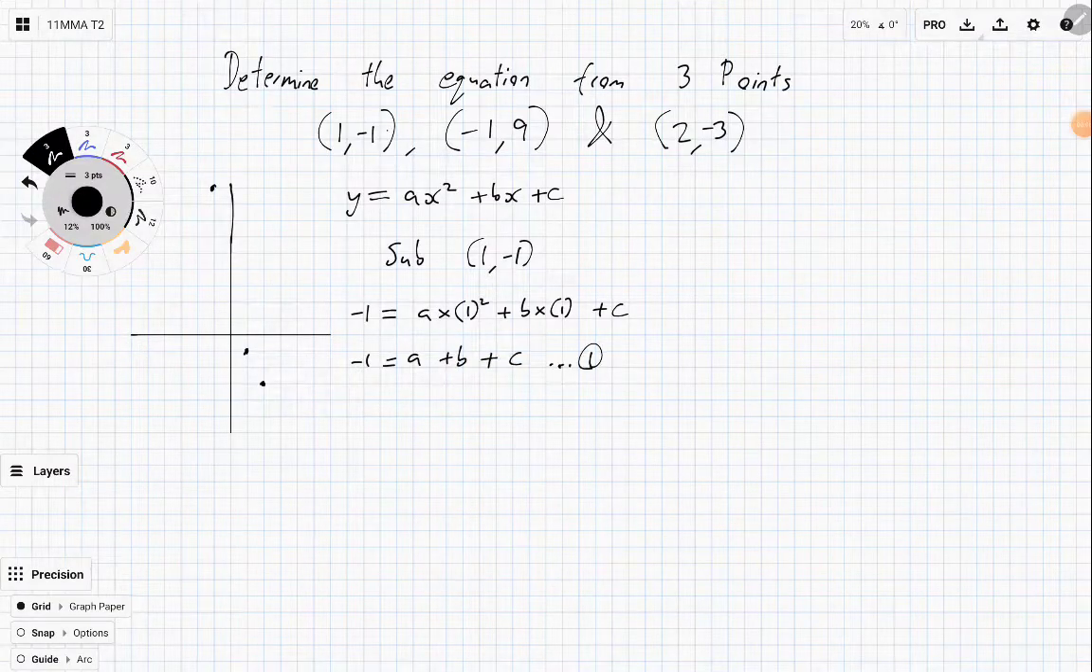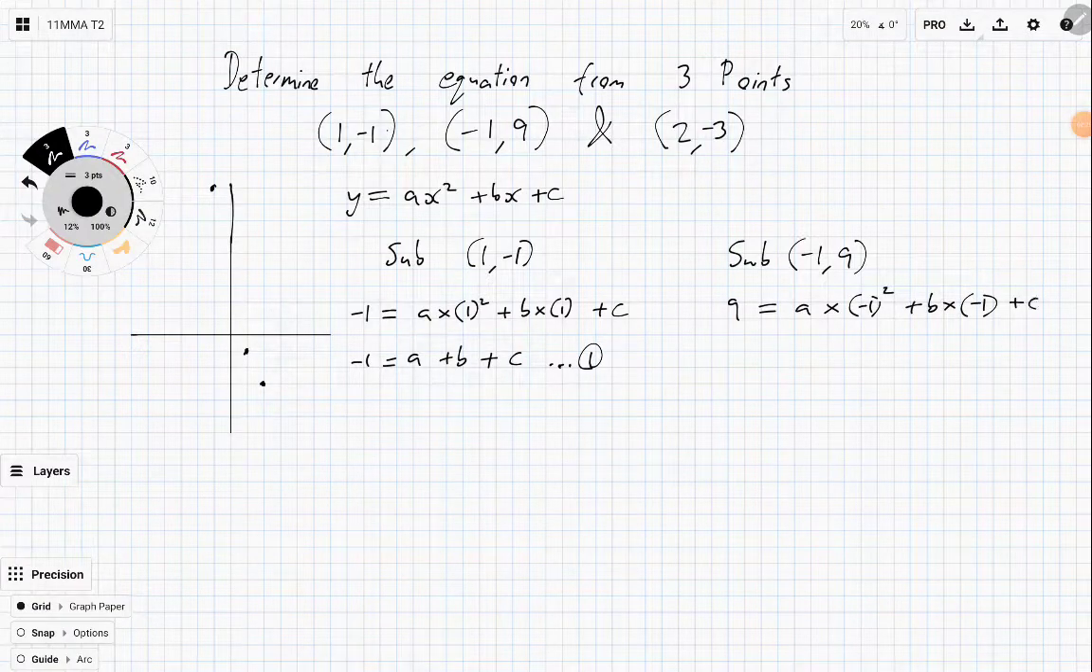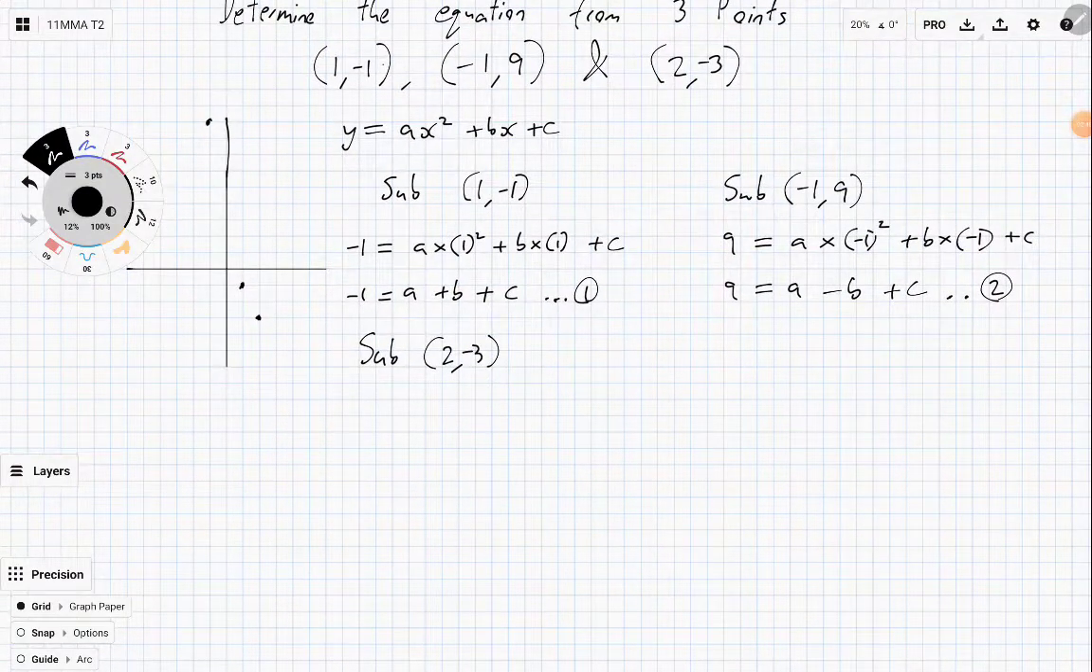This is equation 1. Let's do it again, but this time for the next point, -1, 9. So we get 9 on the left-hand side, a times -1 squared, plus b times -1 plus c, which gives us -1 squared is just 1, so a, b times -1 is minus b plus c. There's equation 2. And lucky last, let's sub in 2, -3.